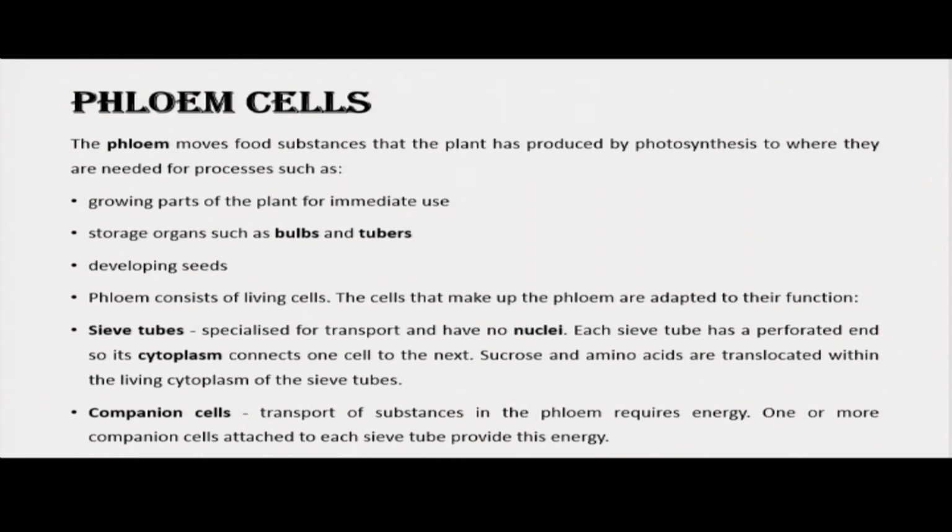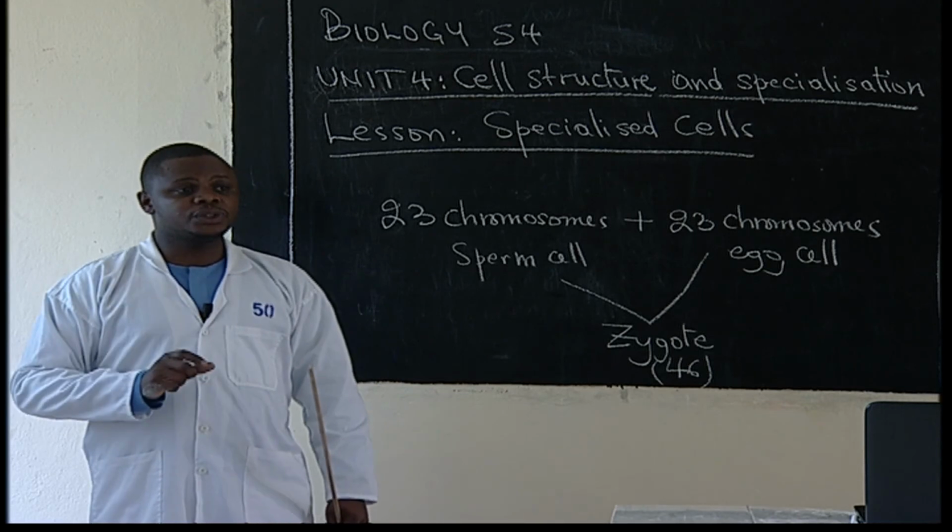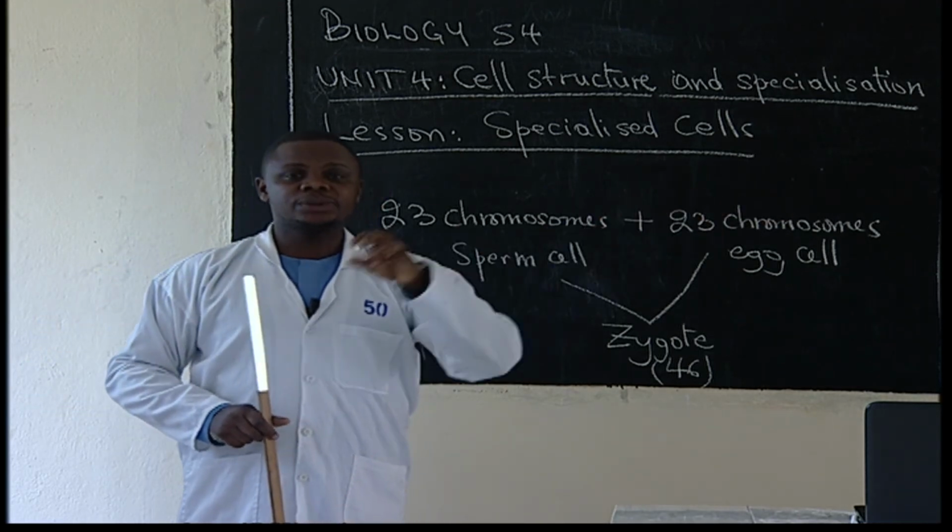Here, they have adaptations. They have sieve tubes, which don't have nucleus, to provide enough space for the transport of food nutrients. They also have companion cells. Companion cells are living cells which have mitochondria. Mitochondria is the powerhouse of the cell. Mitochondria provide energy needed by phloem vessels to transport food nutrients from the source to the sink.